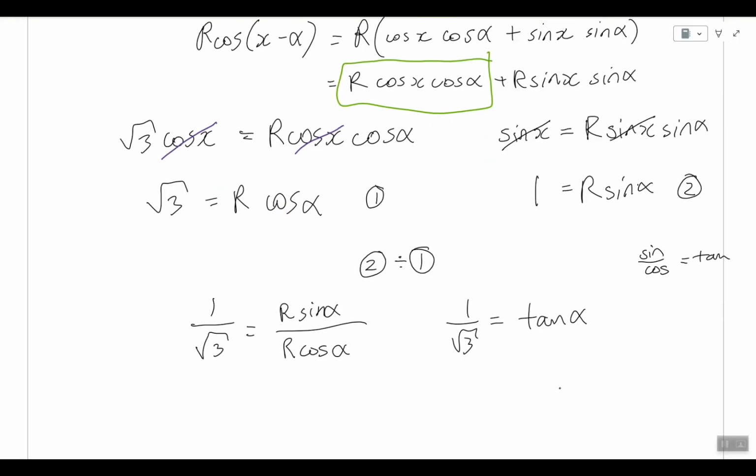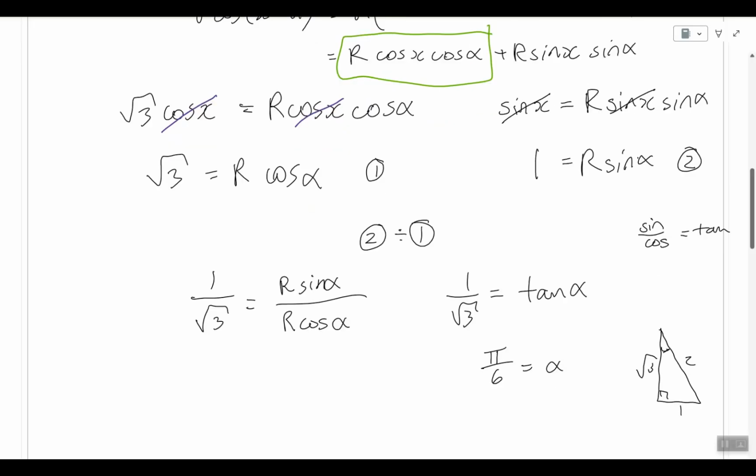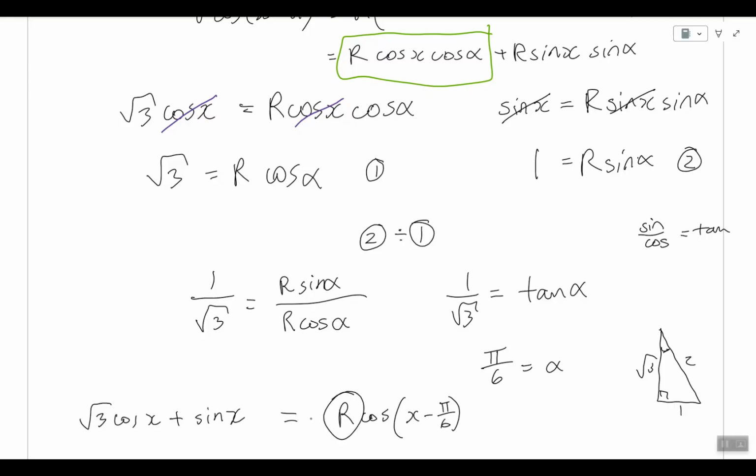So what does alpha equal? Pi over 6 or 30 degrees. So we're almost there. We've got R cos(x − pi over 6). But we still need to find what R is. How do I find R?